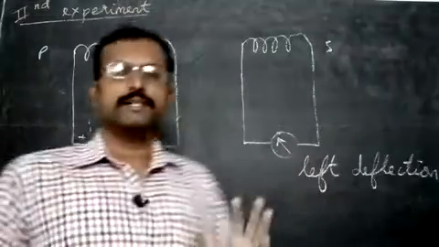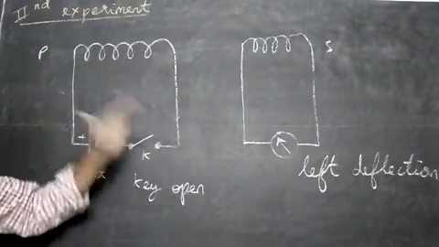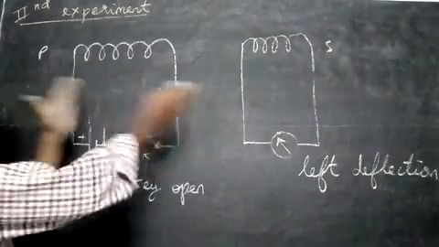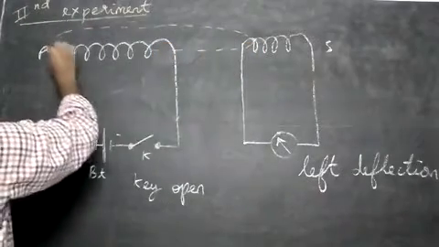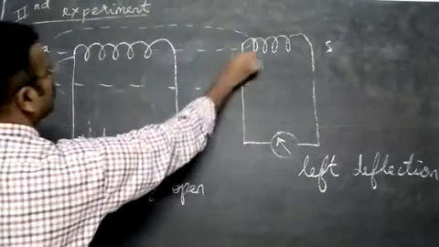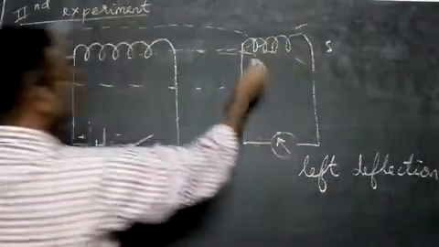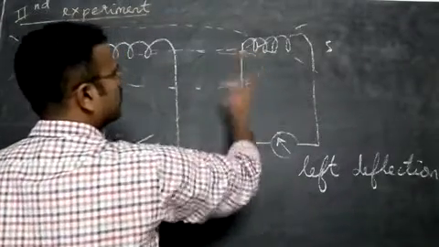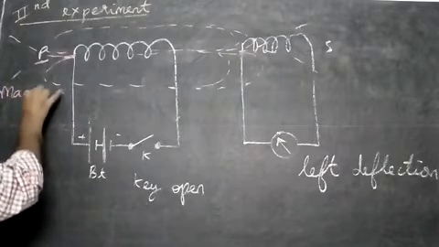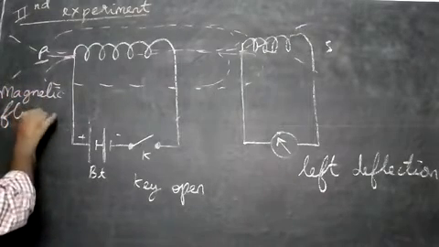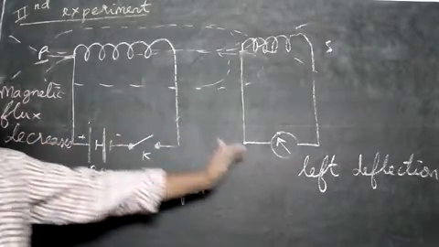Let's see what happens in the primary coil. First we saw the key was closed, and at that time the magnetic field was there. Now when you open the key, the magnetic field will collapse and decrease, so the magnetic flux also decreases. Notice that first I drew two lines, now I drew just one curve, the second one. The magnetic field will become small here. So the magnetic flux decreases.